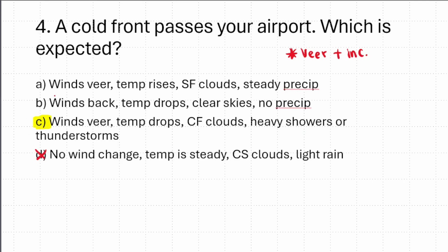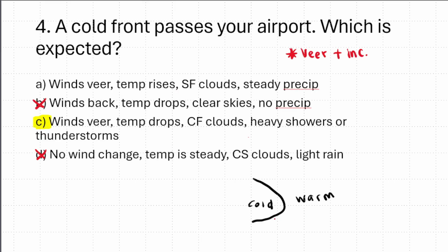We know that it can't be B because the winds are backing, and the winds are always veering and increasing. Veering means turning clockwise. So now we have A and C. We have winds veer and we also have winds veer here as well. Those are both correct. And then we're talking about temperature here. So in A, the temperature is rising, which doesn't really make any sense for the cold front passing.